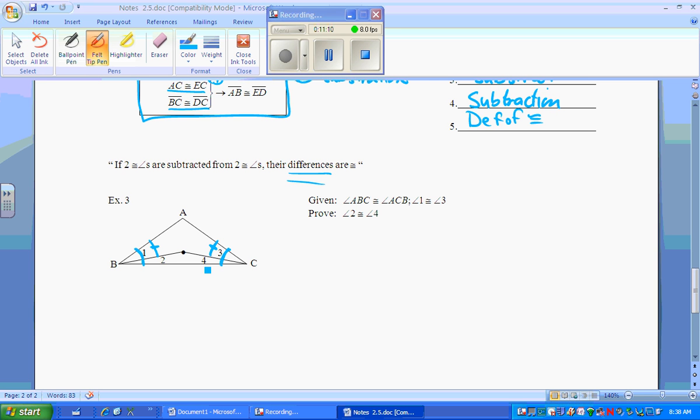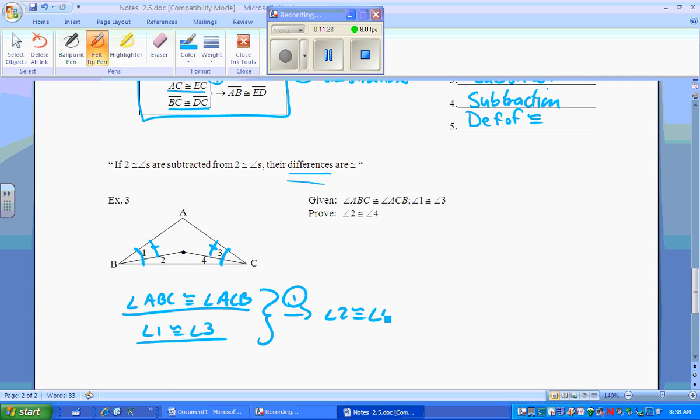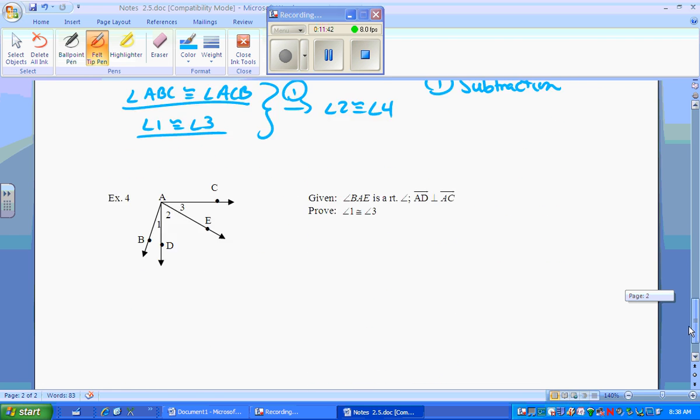All right. So let's see here. What is the proof going to look like? Well, ABC is congruent to angle ACB. Underline it. It's given. Angle 1 is congruent to angle 3. Underline it. It is given. Bracket these two together. I can state angle 2 is congruent to angle 4 in one reason, and that reason was subtraction, because in the picture the end result, 2 and 4, were smaller than the beginning ABC that we wanted.